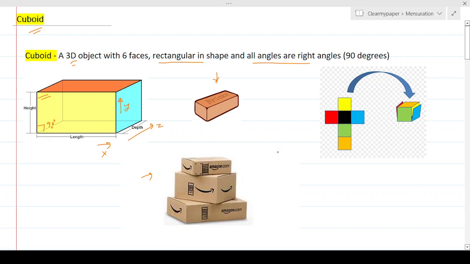Another way of looking at that is, once you open up this Amazon box, or even this rectangular box or this brick, if you completely unfold it, this is how it will look. And see the way it is folded. You will see this is 1, this is 2, this is 3, this is 4, this is 5, and this is 6 faces. Okay, and once it's folded, this is how it looks.